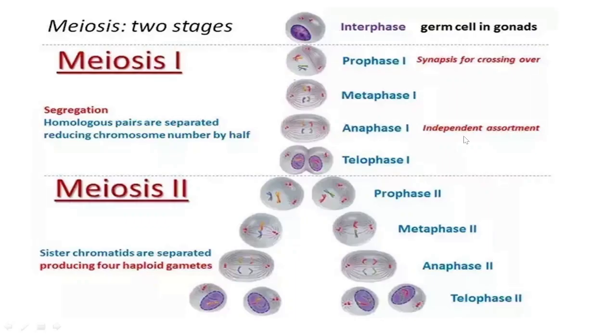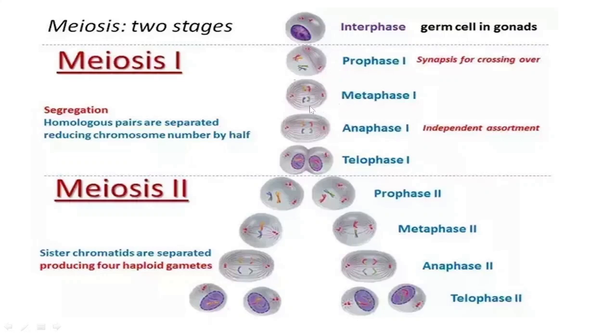Now, meiosis, again, 2 stages. Interphase, where does it take place? In the reproductive cells, that is germ cells in the gonads, that is reproductive organs. Prophase 1, synapsis and crossing over, we have already discussed. So once synapsis has taken place, it moves over to metaphase.